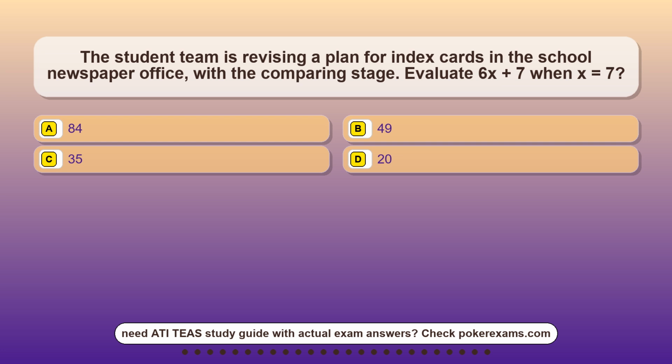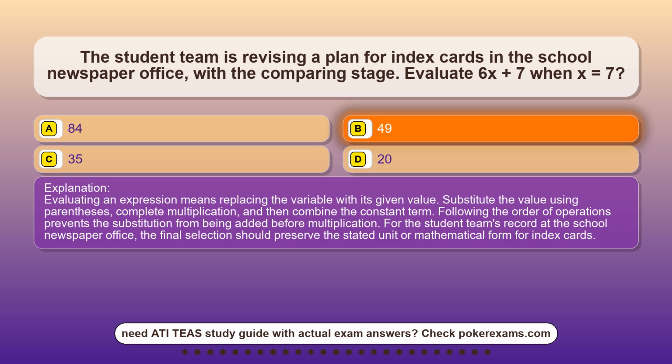Option A, 4. Option B, 49. Option C, 35. Option D, 20. The correct answer is option B, 49. Evaluating an expression means replacing the variable with its given value. Substitute the value using parentheses, complete multiplication, and then combine the constant term. Following the order of operations prevents the substitution from being added before multiplication.